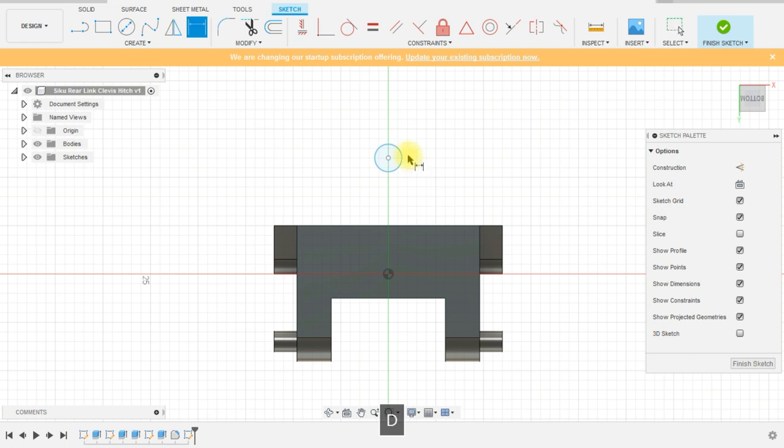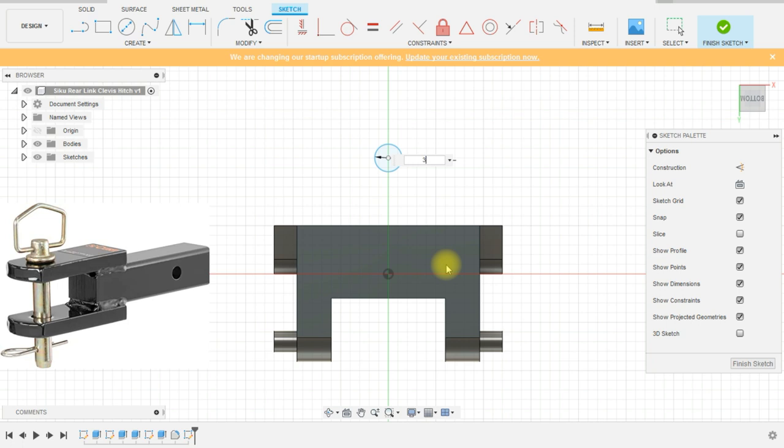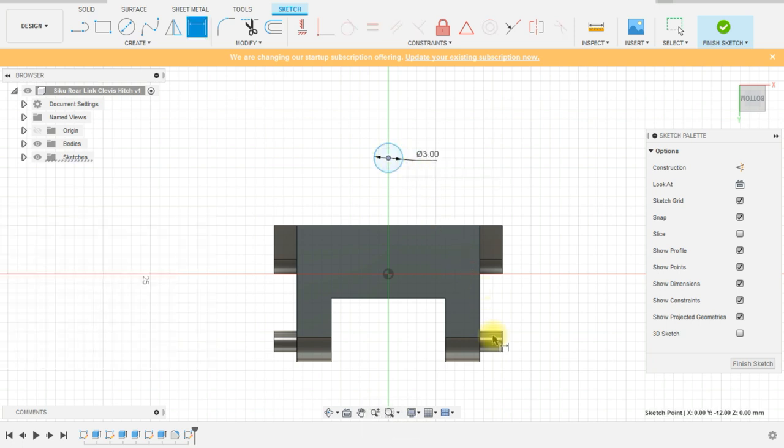So what we're looking at today is going to be a clevis hitch for either a Britains or a Siku tractor, pretty much a universal sort of adapter.